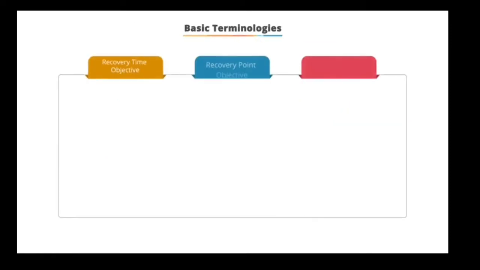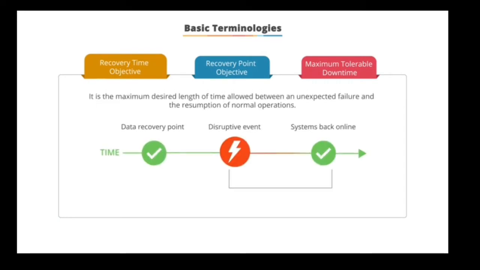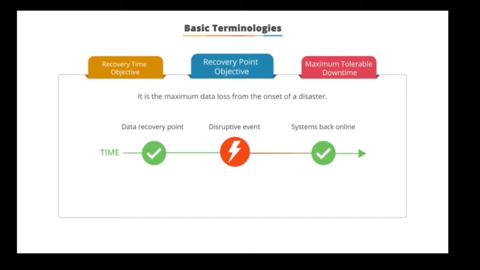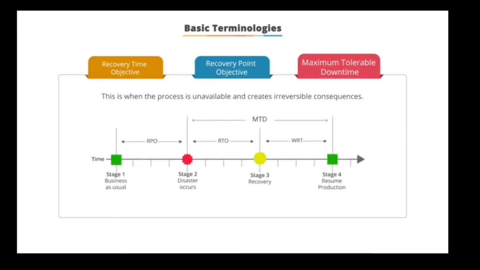Basic terms of business continuity planning and disaster recovery. Recovery time objective is the maximum desired length of time allowed between an unexpected failure or disaster and the resumption of normal operations and service levels. Recovery point objective refers to the maximum data loss from the onset of a disaster. RPO, or recovery point objective, is focused solely on the issue of backup frequency. Maximum tolerable downtime is the time after which the process being unavailable creates irreversible consequences.